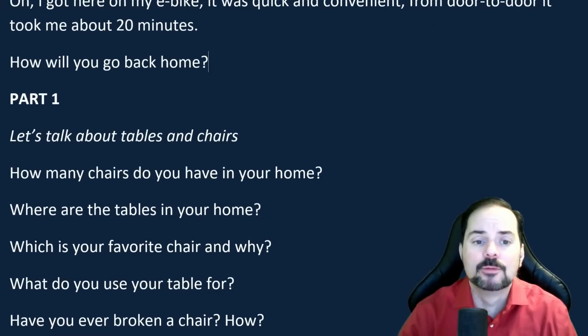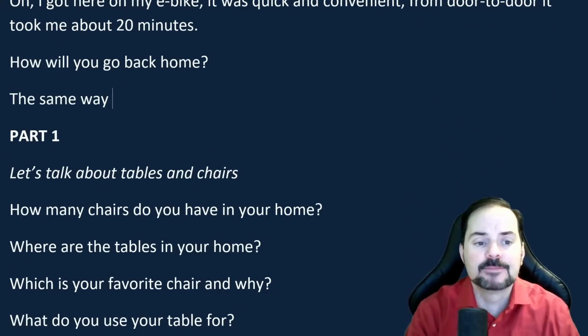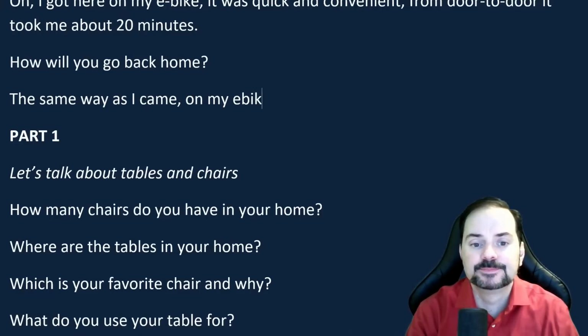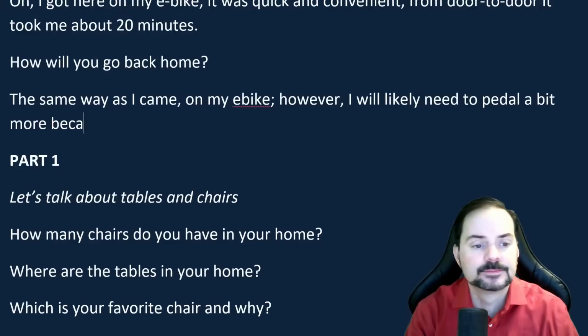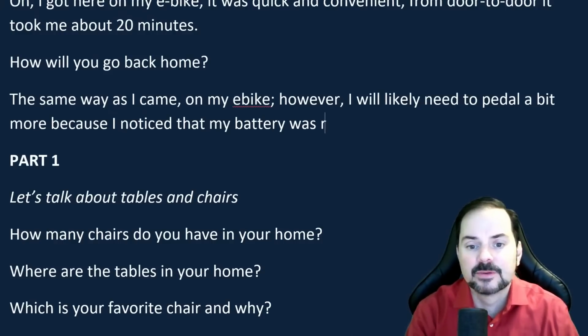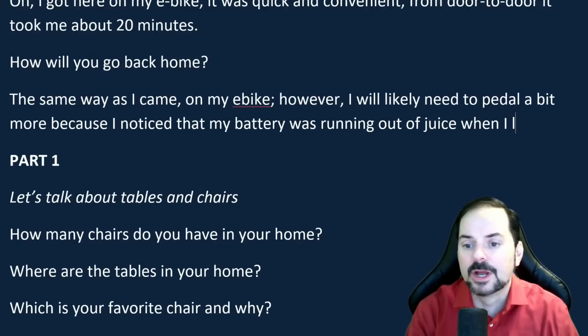How will you go back home? The same way as I came, on my e-bike. However, I will likely need to pedal a bit more because I noticed that my battery was running out of juice when I locked up my bike.